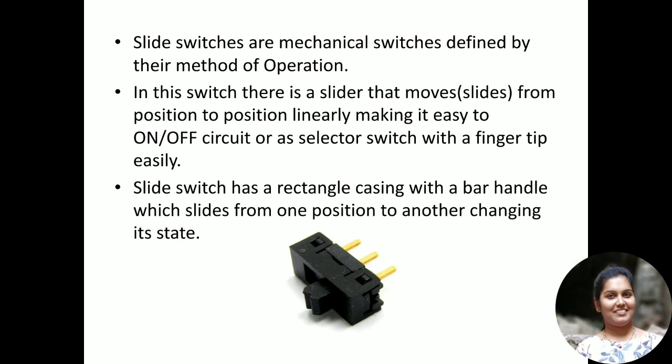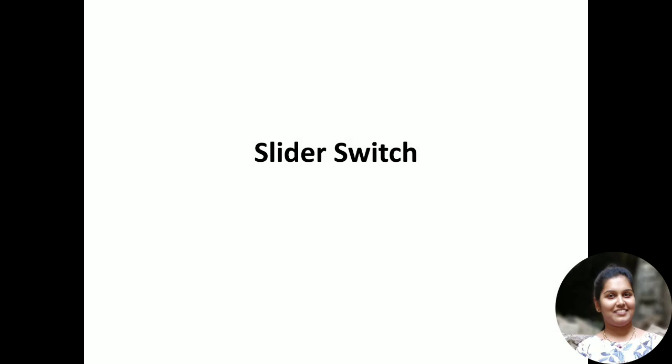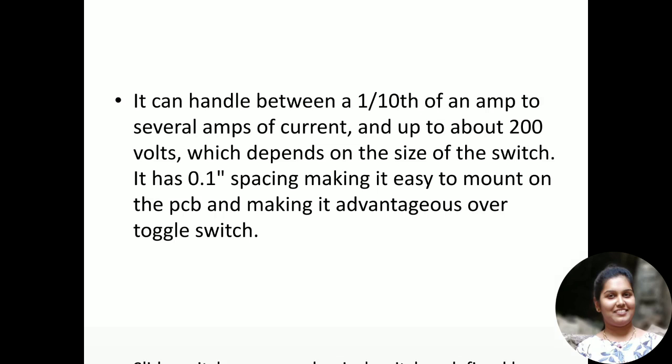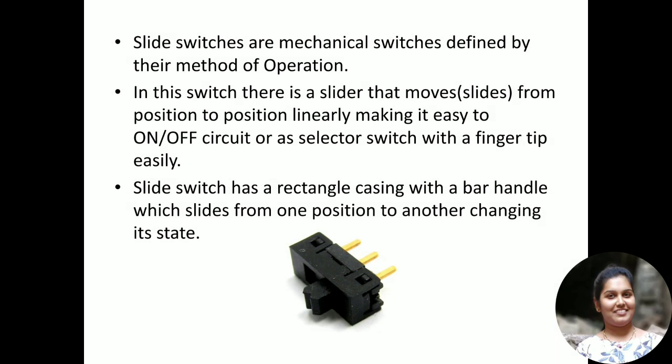So the basic kind of slider switch will have two positions, like in the basic version of a torchlight, whereas we can have many positions depending upon the complexity of the circuit. So this is how a slider switch looks like. A slider switch has a rectangle casing with a bar handle which slides from one position to the other, changing the state.